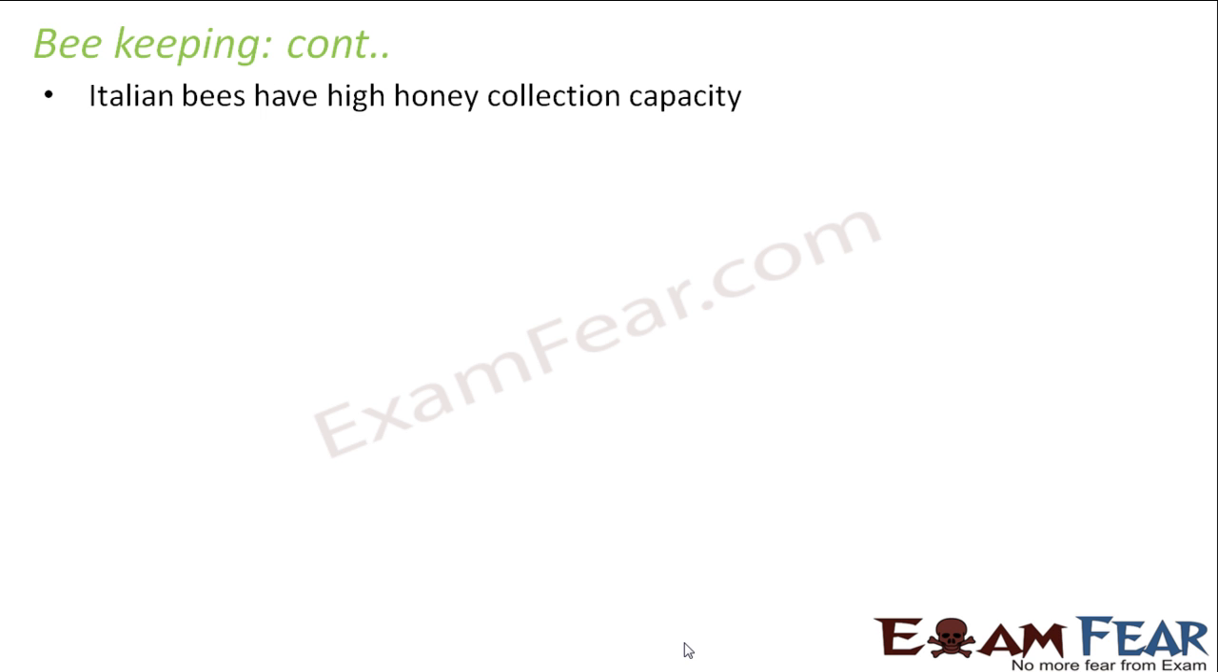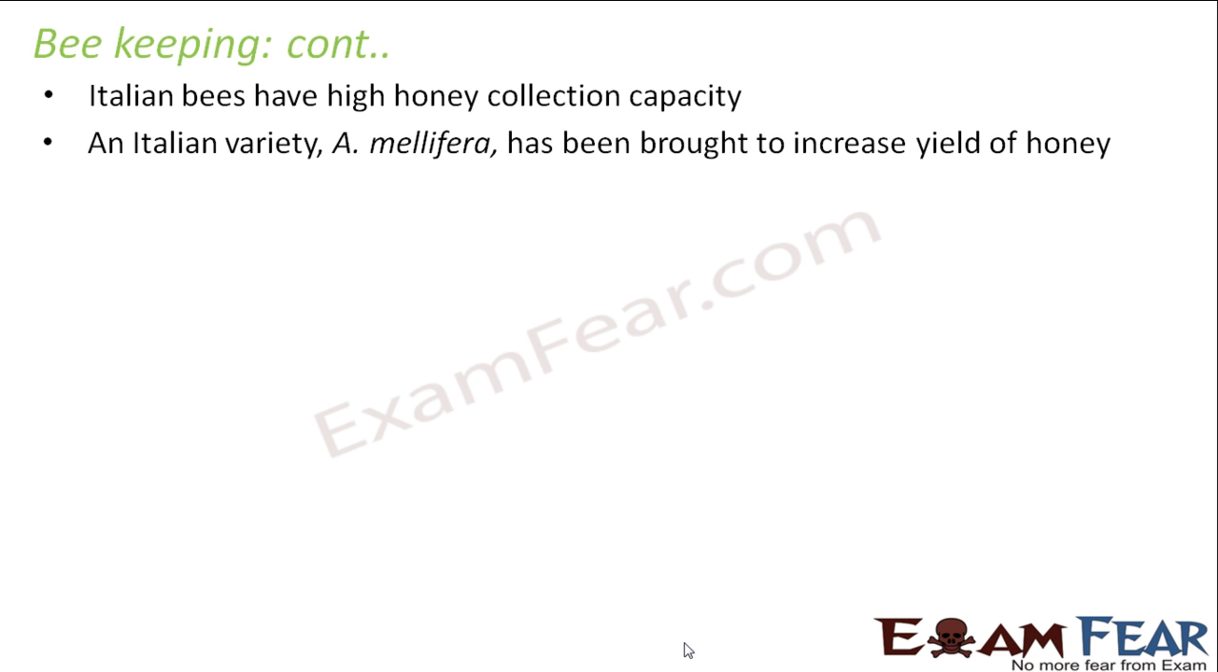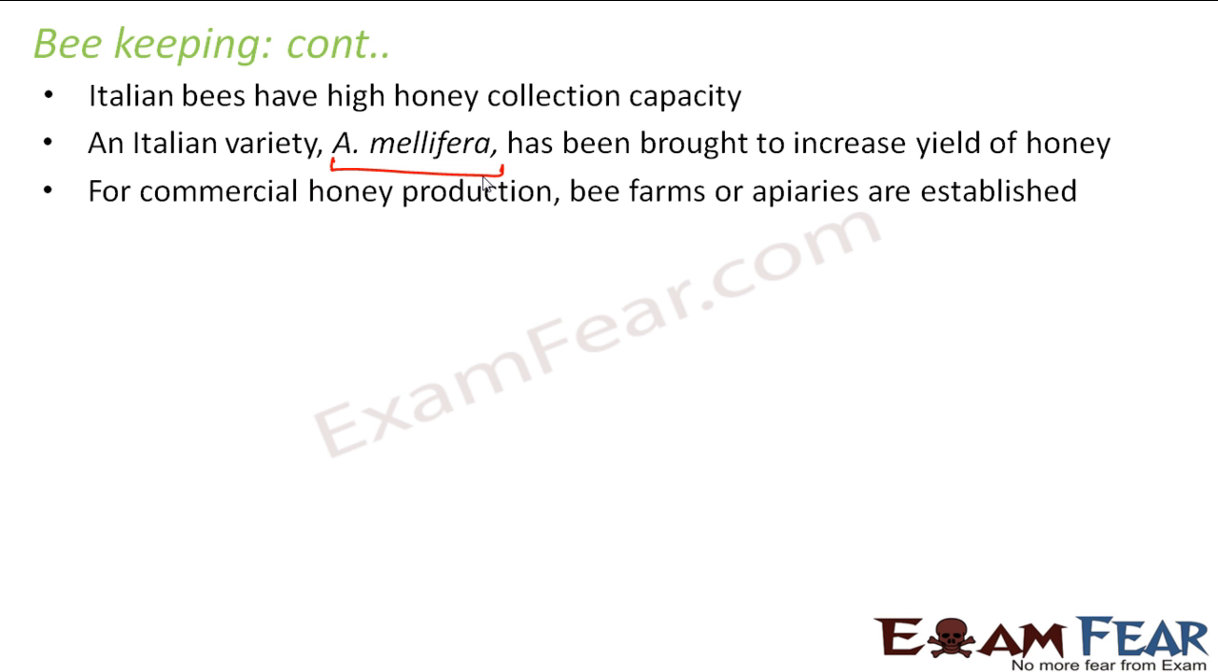Okay. So now let us again get back to beekeeping. So how is beekeeping done? Now it is observed that Italian bees have high honey collection capacity. So therefore Italian bees are generally used for producing honey. An Italian variety called A. mellifera has been brought to increase the yield of honey. So even amongst the Italian varieties, this one variety gives even higher production of honey. So this variety is also used these days.